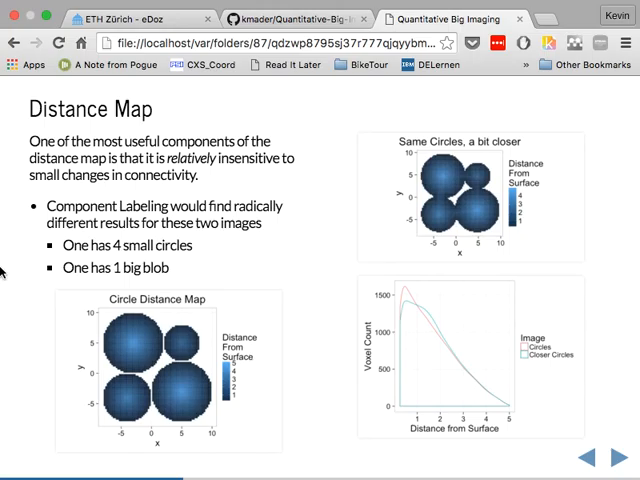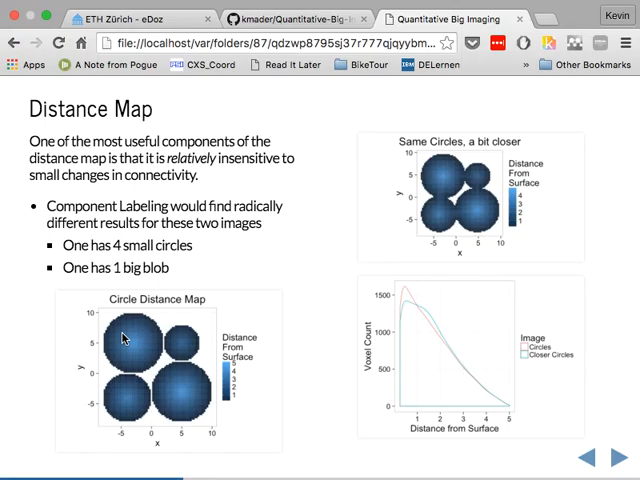And so if we remember before, like connected component labeling, here we have 4 small circles. And if we were to analyze this with connected component labeling, we would get 4 separate objects that have different areas, different centers of mass, different volumes, whatever we're calculating for this image.